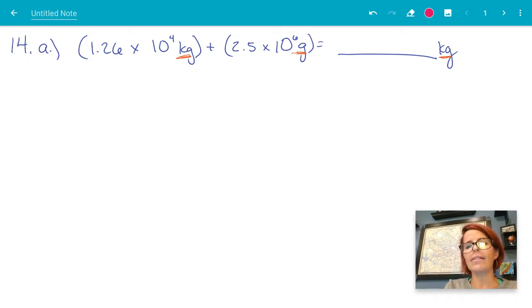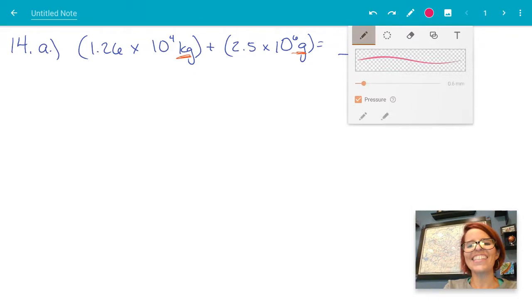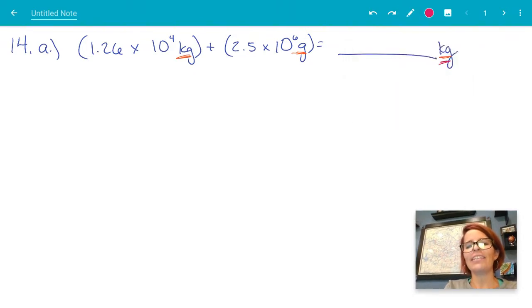So they asked us to, oops, that was not the right thing to do. They asked us to answer the question in kilograms, but I noticed that one of our units is in grams. So in order for us to be able to add different masses, the units have to be exactly the same. So we're going to have to convert that one that's in grams into kilograms.